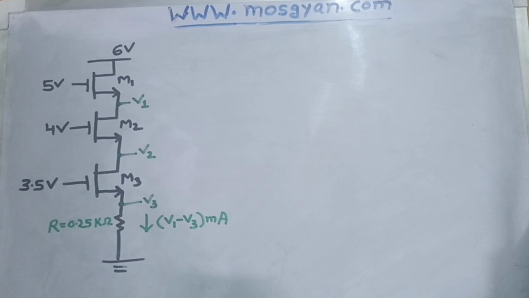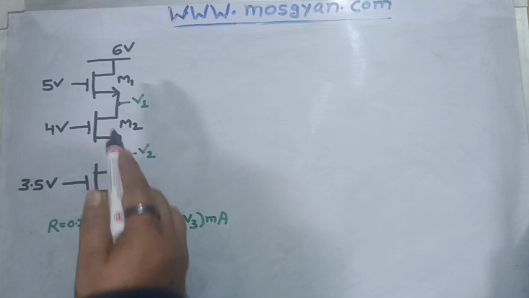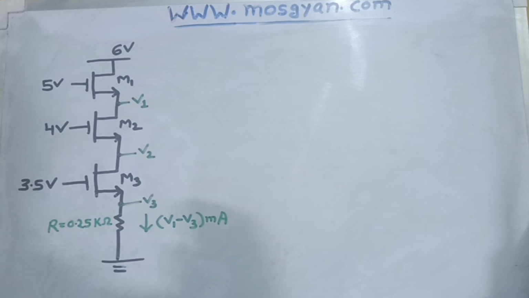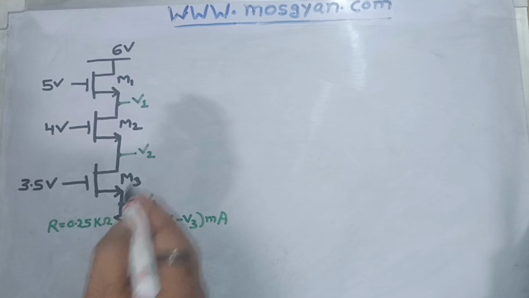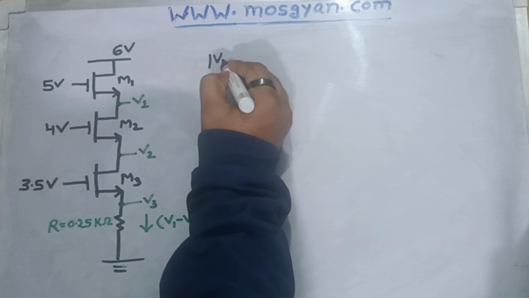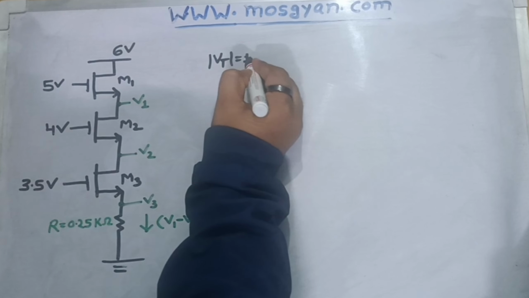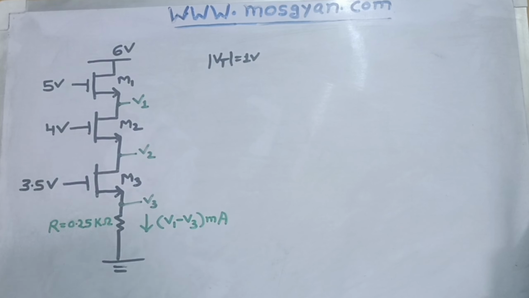And in this question it is asked to calculate the region of operation of all these three MOSFETs. Also it is given to us in this question, let's consider all these three NMOSs as identical, and the threshold voltage of each MOS is given to us, which is equal to 1 volt. So let's start analyzing this question.